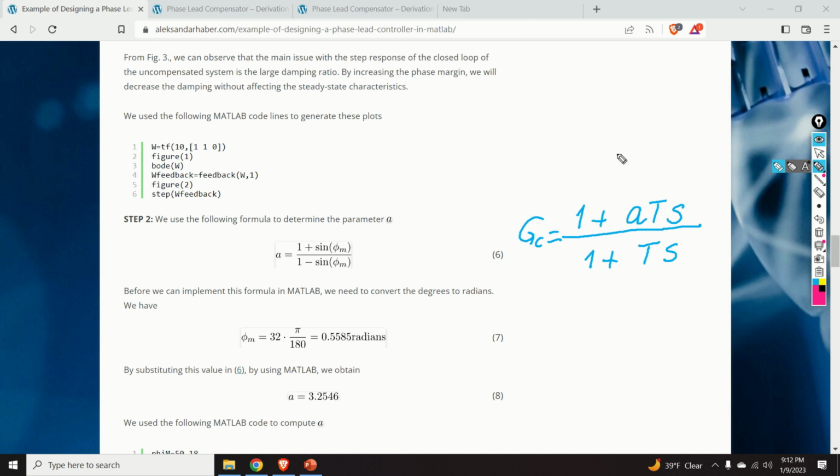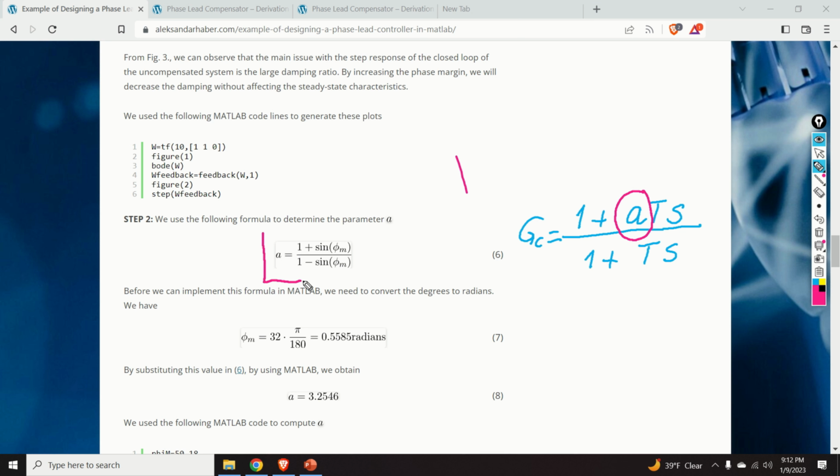We completed step number 1. In step number 1, we plotted the Bode plot of the uncompensated system, and we determined the necessary correction of the phase margin that's denoted by phi m. In step number 2, we need to design the parameter A of our compensator.